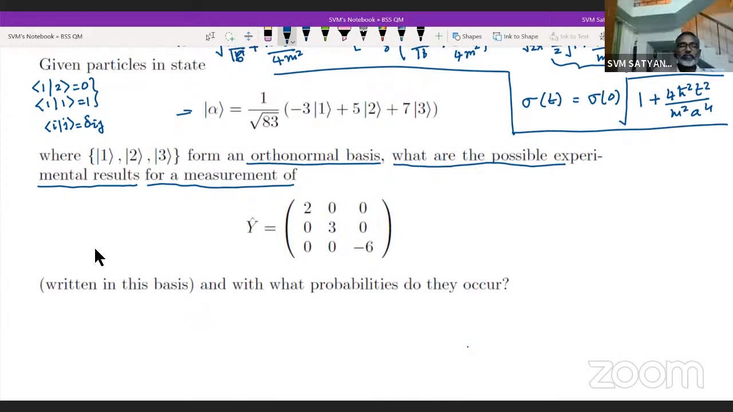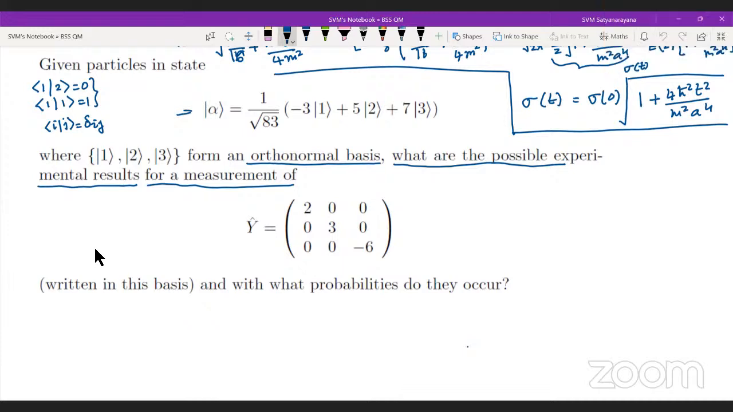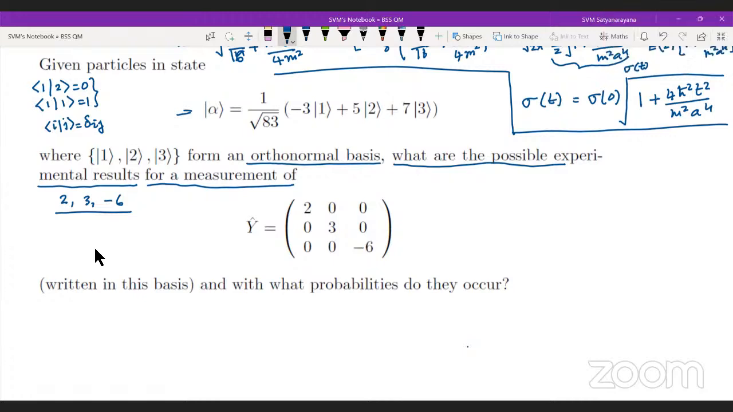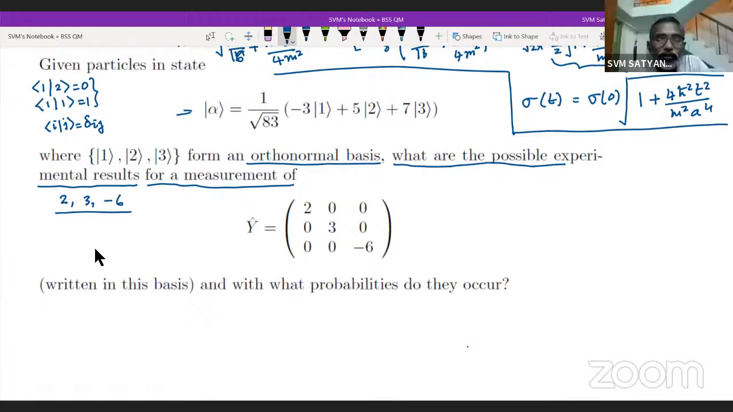It's a diagonal matrix, right? Yes, sir. So what are the experimental results? 2, 3, and minus 6. Okay. You should not do unnecessary work. If you look at it, you see it is a diagonal matrix. They don't want you to do much work. I didn't even see that, it was in front of us. So now this part is done.